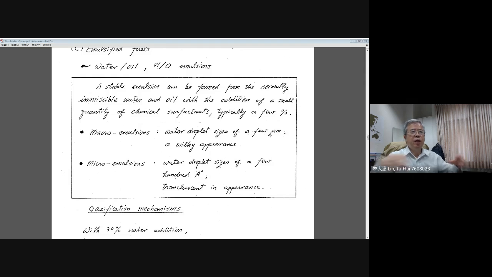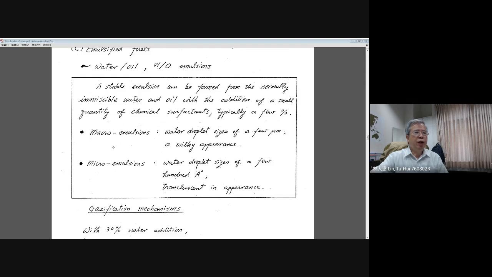When you have this kind of mixing, the water and the liquid fuel still remain as very tiny droplets, around a few microns. Then you can see the light from the source is reflected, and you will find it has a milky appearance. The light cannot penetrate into the droplets, and you just see a milky appearance.